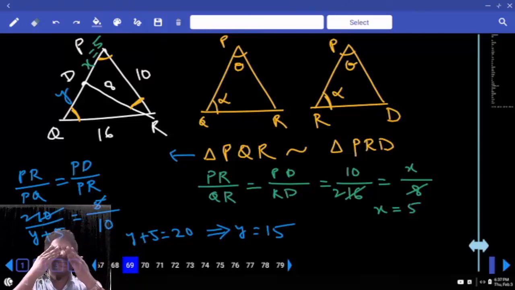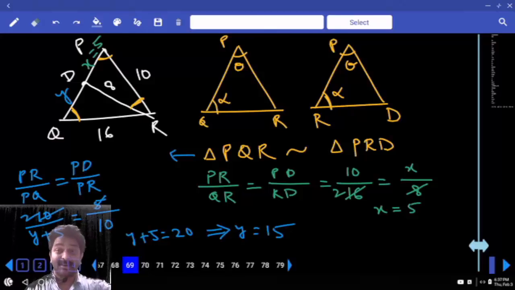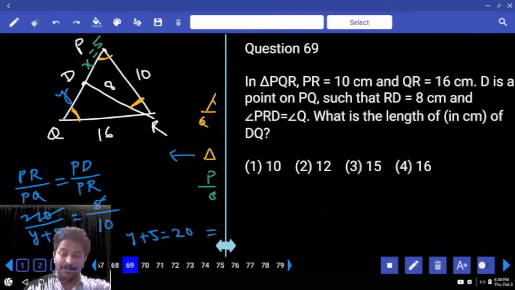All three internal angles of a triangle, both the triangles are same, hence they become similar triangles. Okay na? Right, next.